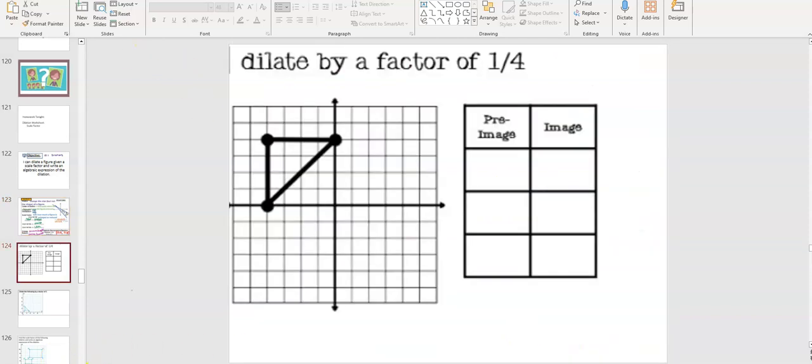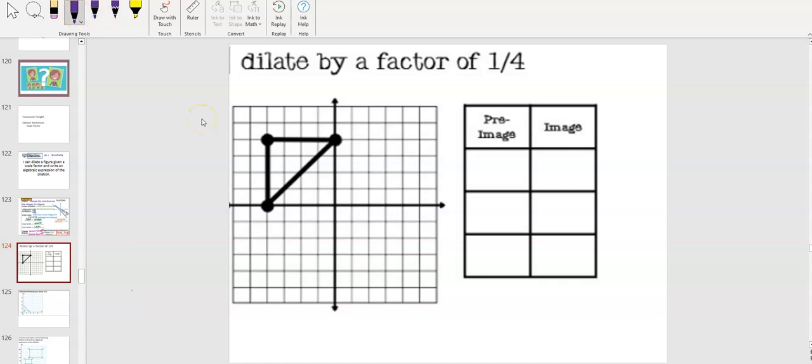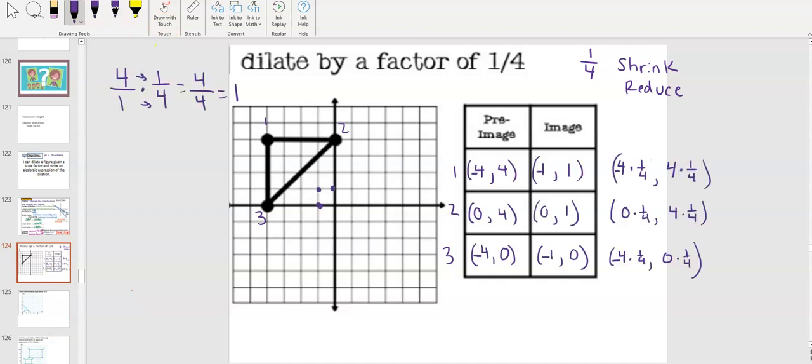Let's actually dilate a figure. Here we're going to dilate by a scale factor of 1/4. Because this is less than 1, we are going to shrink or reduce our image. We're going to make it smaller. The first thing I need to do is identify the points of my shape. If this is point 1, 2, and 3, we need to write down its coordinates on the coordinate plane. Okay, so I have my values here from my points 1, 2, and 3.